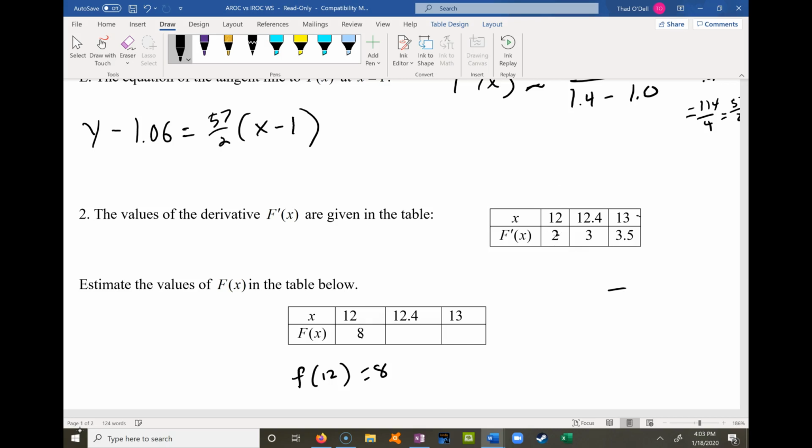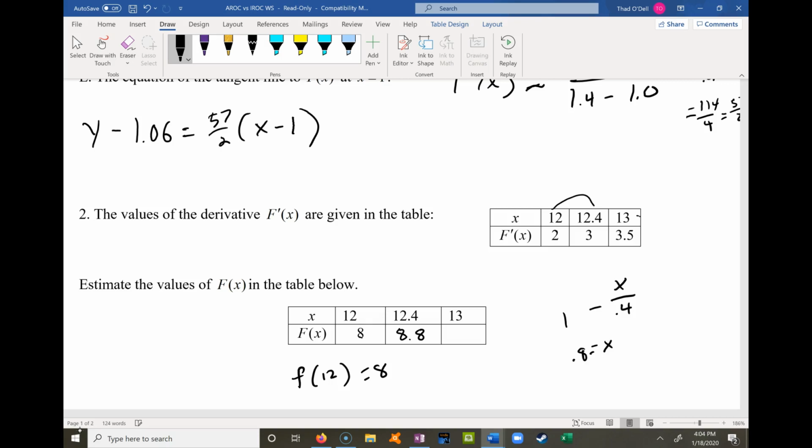So what we'll do is just go one at a time. Let's say we'll use this 2 to go from 12 to 12.4. So that means normally if I go over 1, I go up 2. But in this case, I didn't go over 1. I went over 0.4, right? So I'm trying to find out what that would be. So that means 0.8 is equal to x. So if I go over 0.4, I should go up 0.8. So that would make this 8.8.